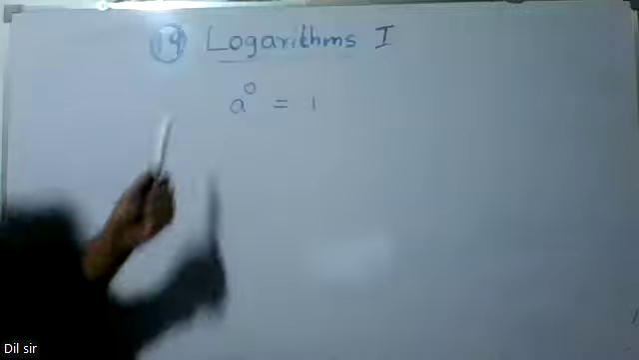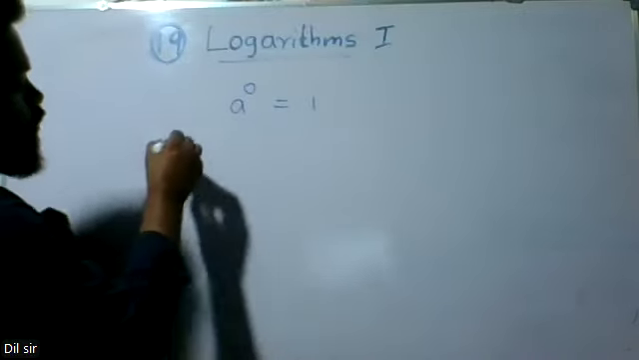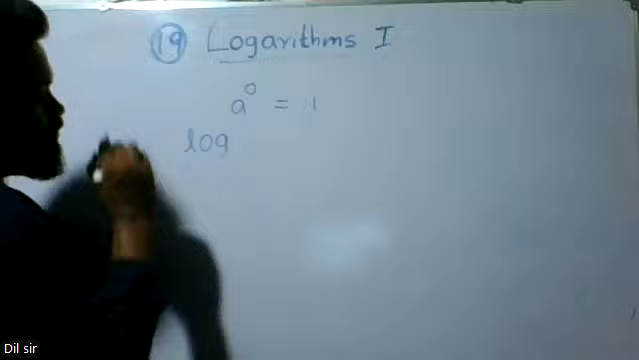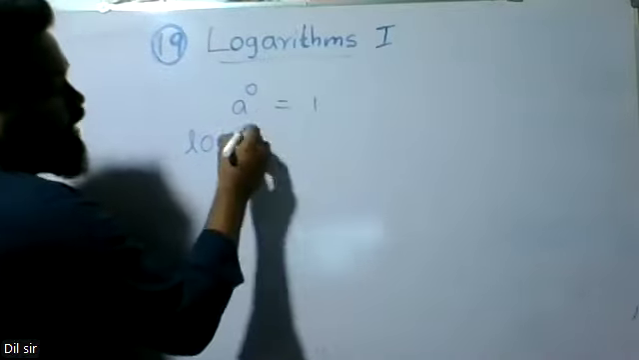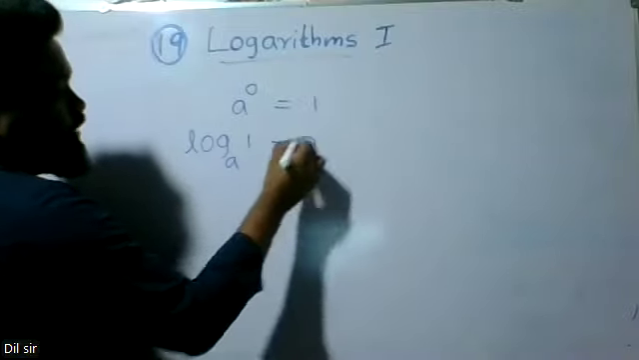Right. This is in index form. Let's write this in log form. Log, base is A, the value is 1, equal to 0. But this is very, very important.